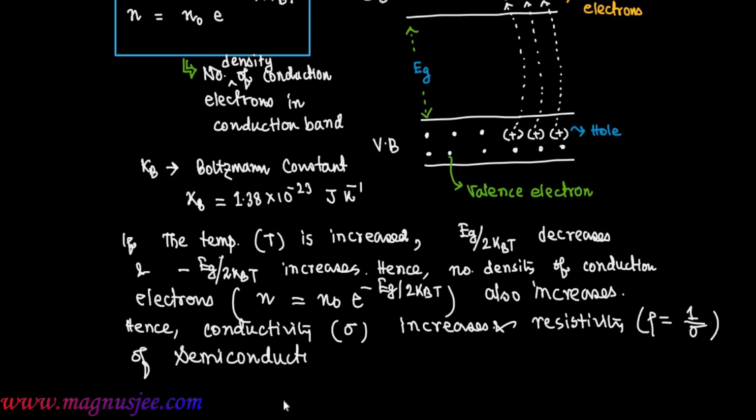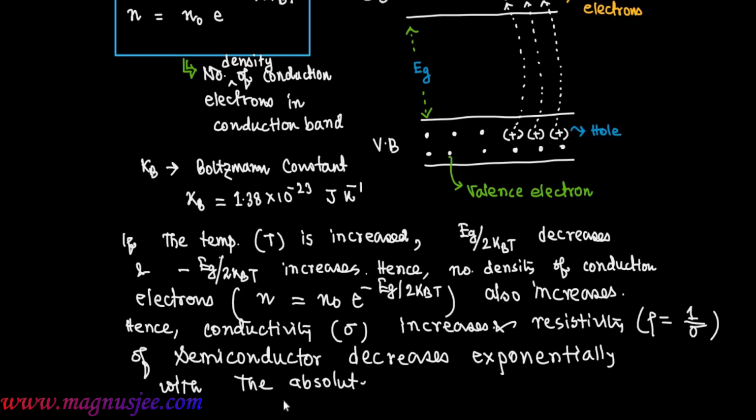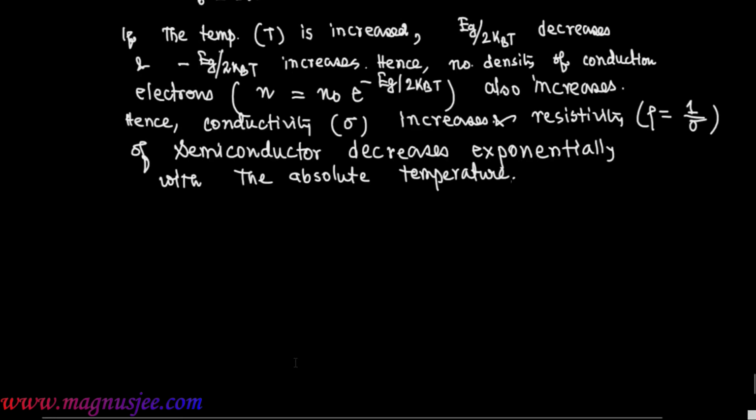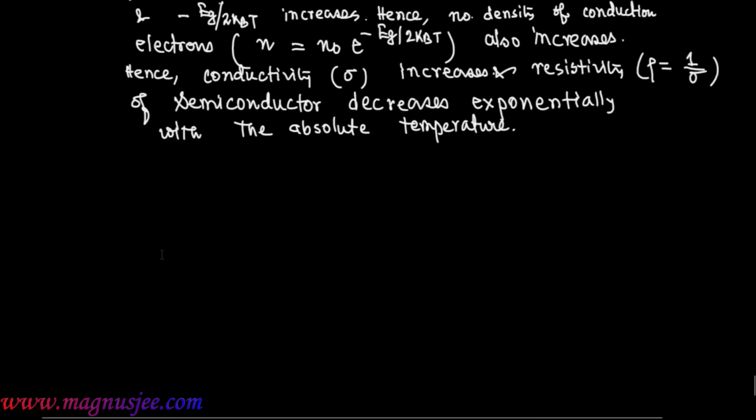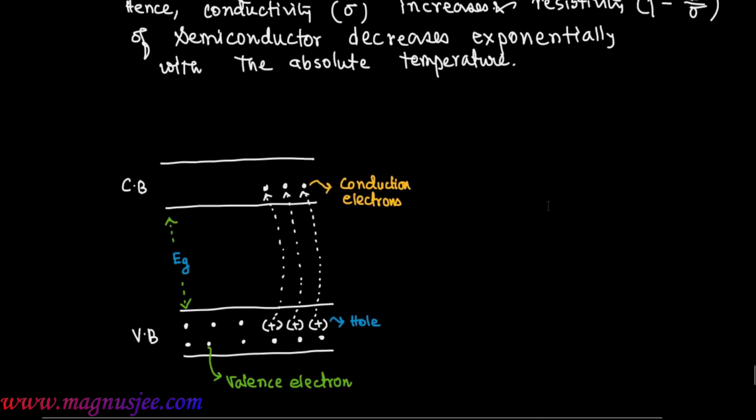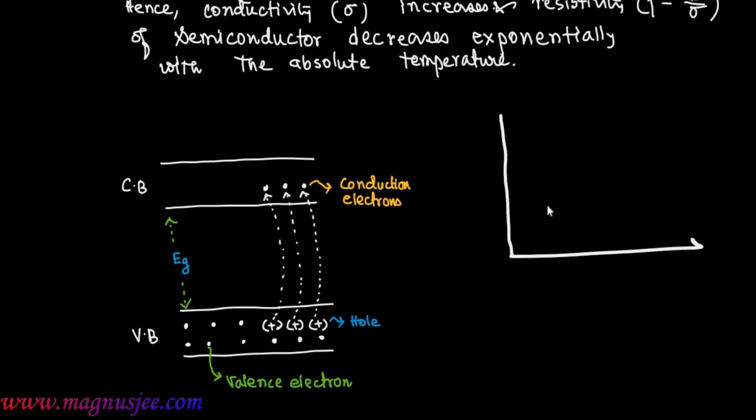Resistivity of a semiconductor decreases exponentially with its absolute temperature. If the temperature T is increased, the number density of conduction electrons in the conduction band increases. That's why conductivity increases, and resistivity of the semiconductor decreases exponentially.